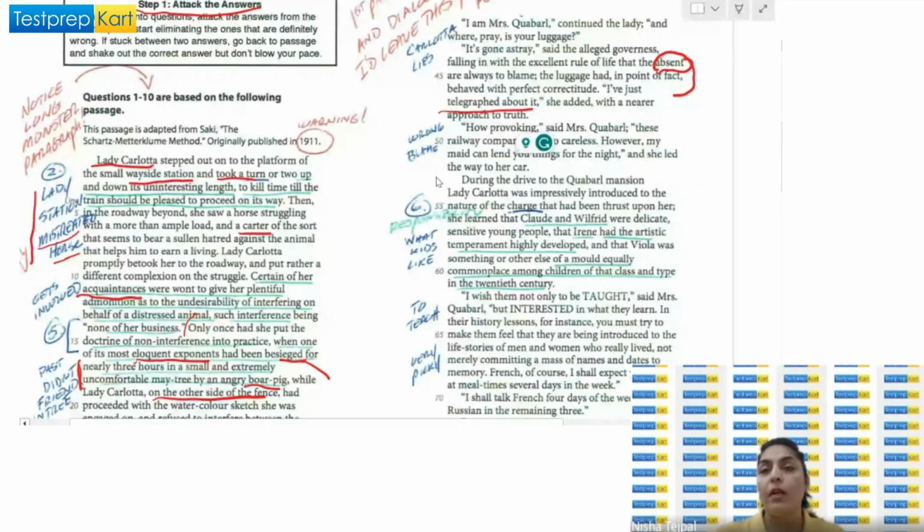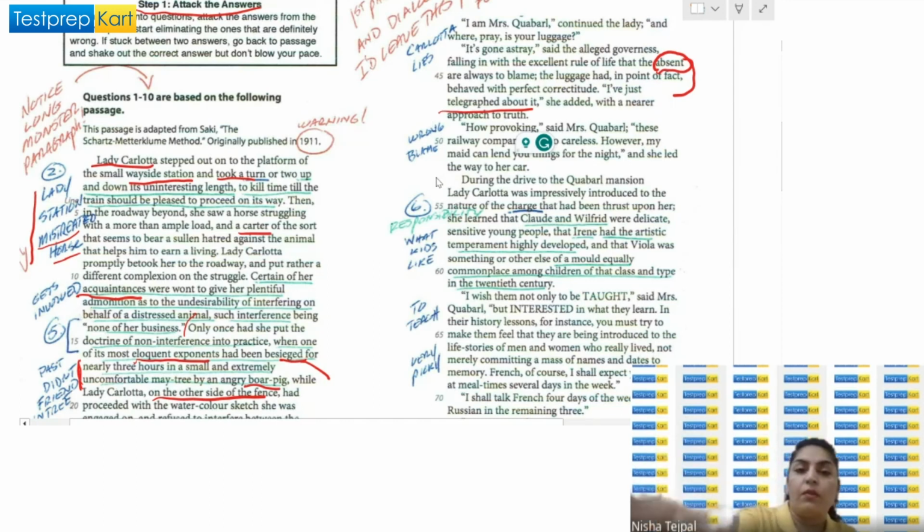Now, Miss Quabal is assuring Lady Carlotta that if you have lost your luggage, it means you don't have any belongings with yourself. So my maid is there. She can help you with the requirement of things. And now they are leading to the car for her house. Whose house? Miss Quabal's house.